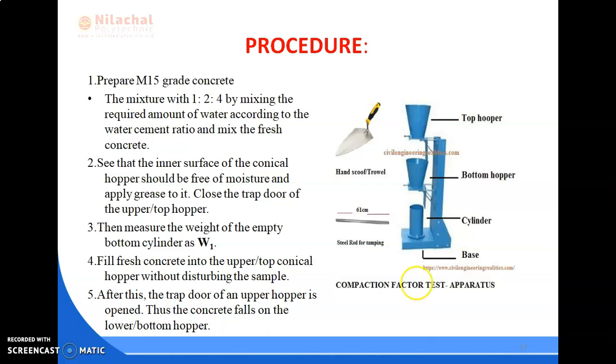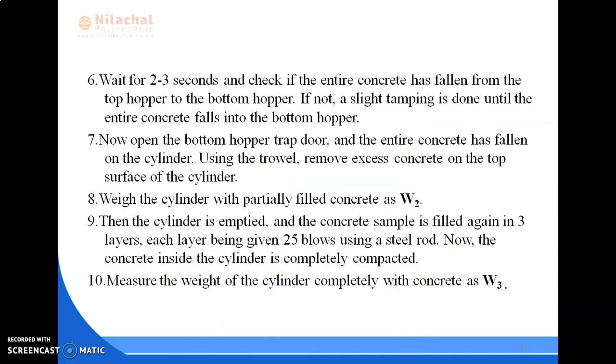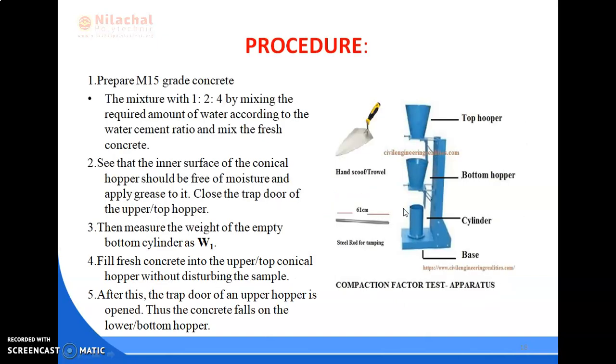And now after that, the concrete is fully compacted and the weight is determined by filling the cylinder in 3 layers, and we have to give or tamp each layer 25 times. Then at last we have to measure the weight of cylinder completely with concrete or fully compacted concrete, and this weight may be W3. And the previously whatever we measured partially filled concrete, this is W2, and empty weight of the cylinder, this is W1.